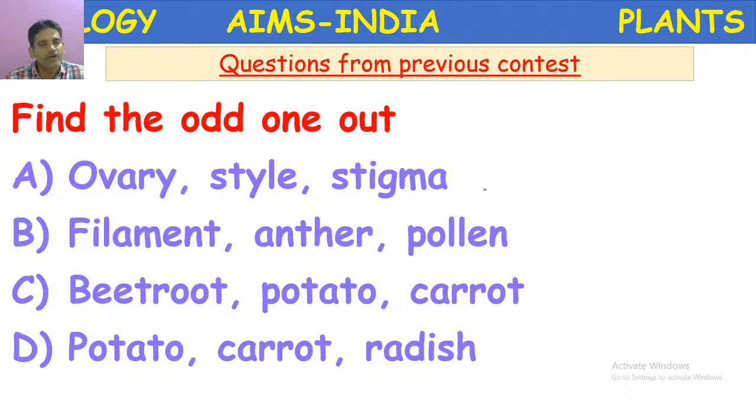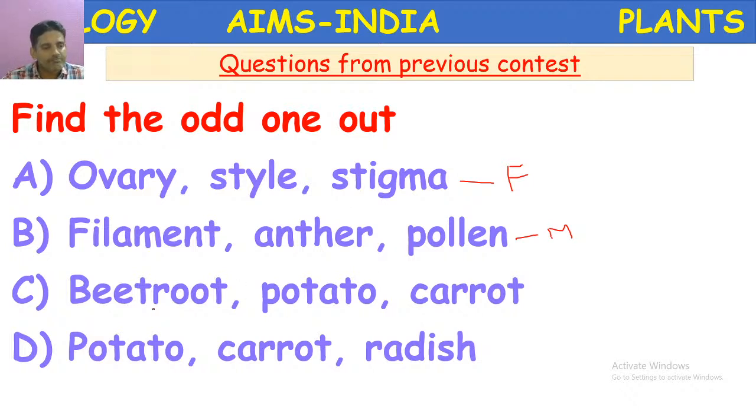Ovary, style and stigma, these are all related to the female part of the flower. Filament, anther, pollen, these are all related to the male part of the flower. First, understanding the question is very important in any competitive exam. Find the odd one out. Odd means which is different from the remaining options.